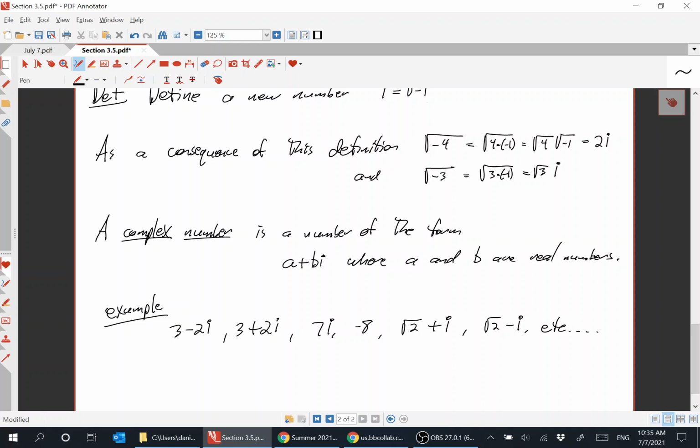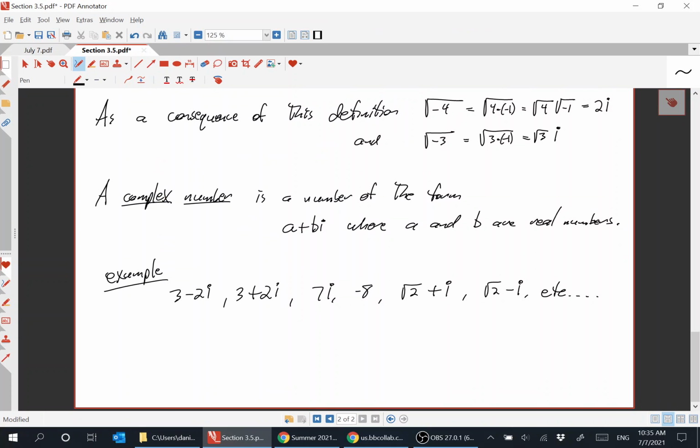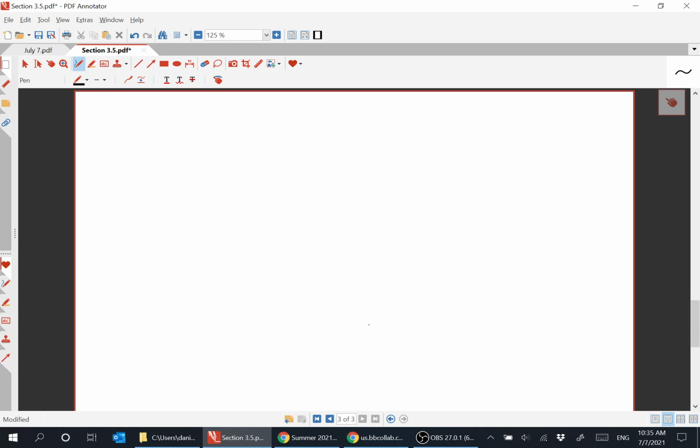And now, we in no way can prove this, but just to tell you what it is, the fundamental theorem of algebra is the following.